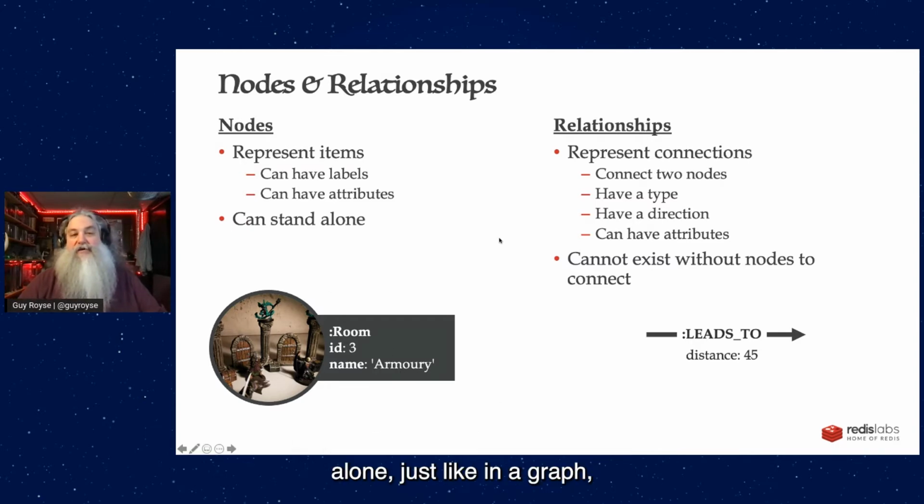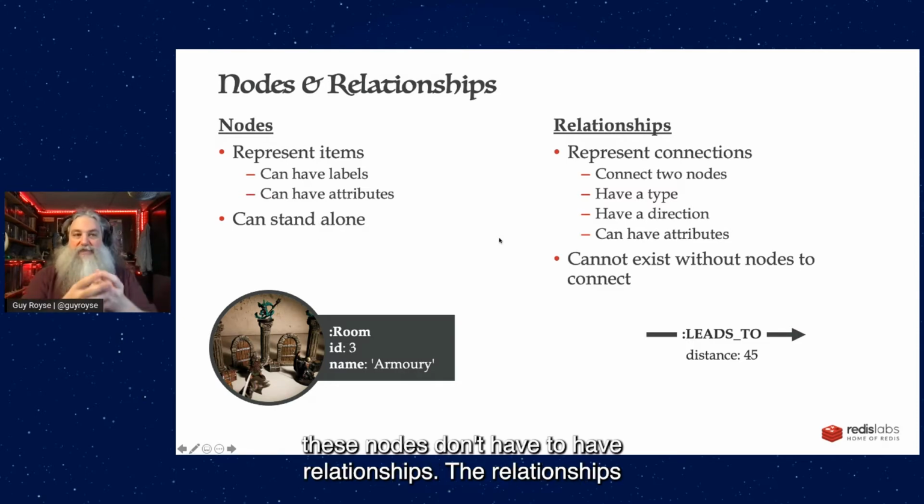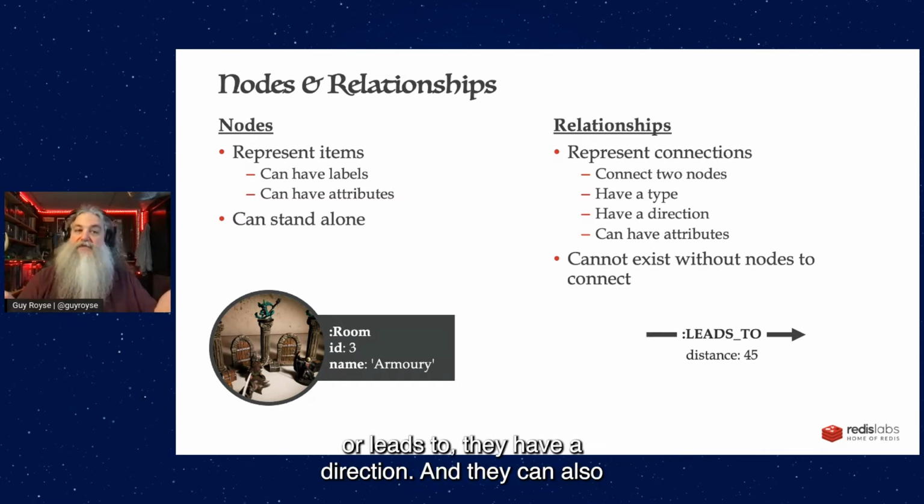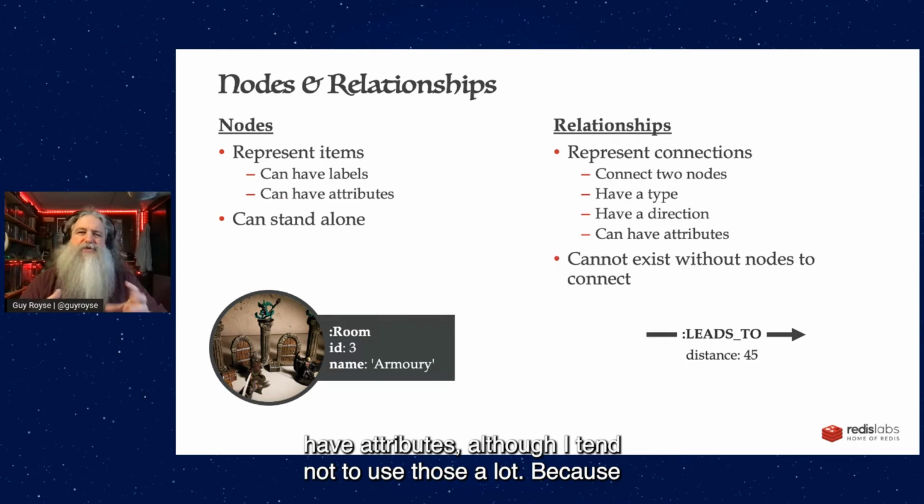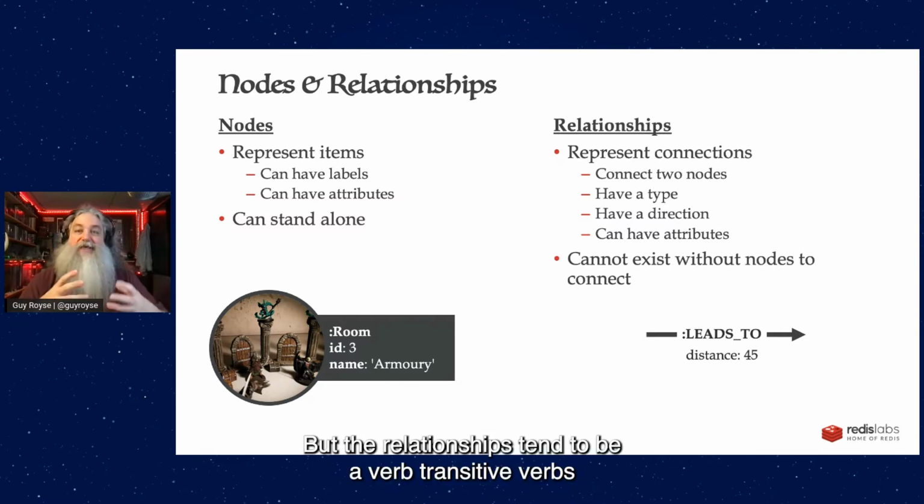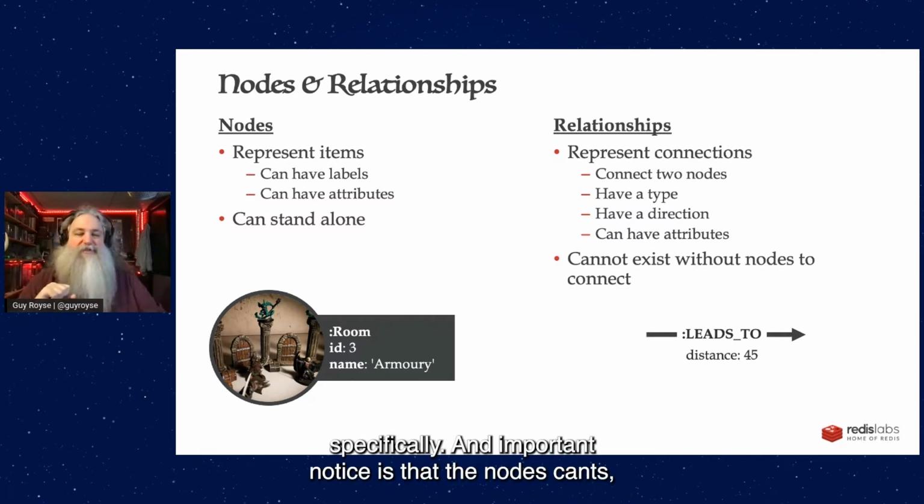And they can stand alone. Just like in a graph, these nodes don't have to have relationships. The relationships connect two nodes together. And they have a type, like contains or leads to. They have a direction. And they can also have attributes, although I tend not to use those a lot, because nouns are more likely to have attributes than verbs, right? But the relationships tend to be verbs, transitive verbs specifically.